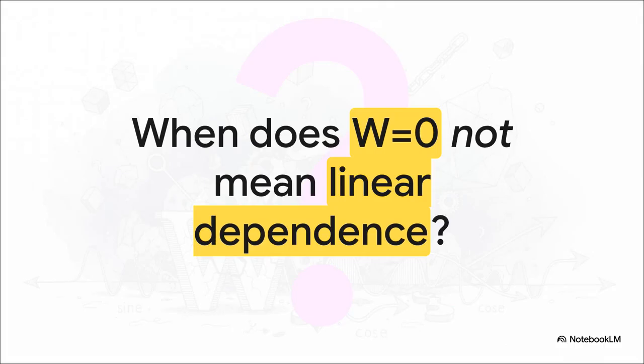So, this is the big question we're tackling today. We're all taught this simple rule of thumb: if the Wronskian is 0, the functions are linearly dependent. But, as we're about to see, that's not always true. It all comes down to the context, and understanding that context is the key to not getting tripped up.